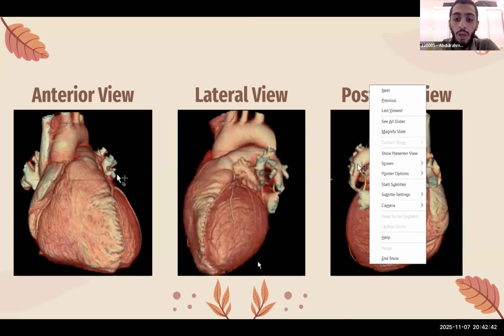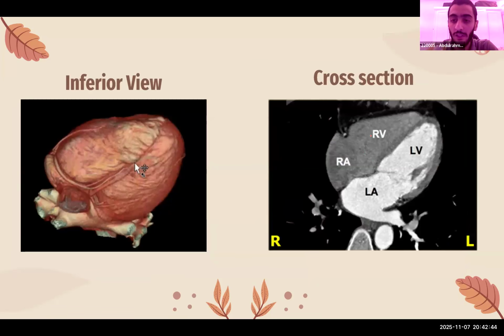Now, this is a cross-sectional view. You can see the anterior surface is made by the right ventricle, and then the posterior surface is made by the left atria, okay? And now this is an inferior view. So inferiorly, you can see there are these two contributing, the right ventricle and the left ventricle. So that's why the inferior surface or the diaphragmatic surface is made by both.